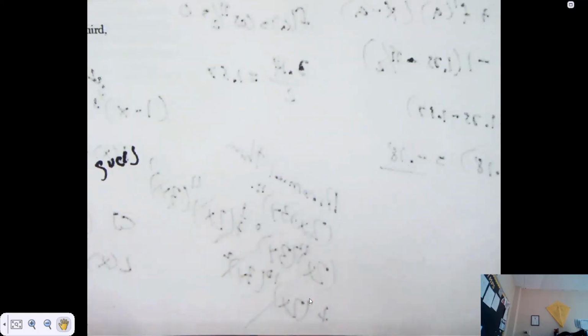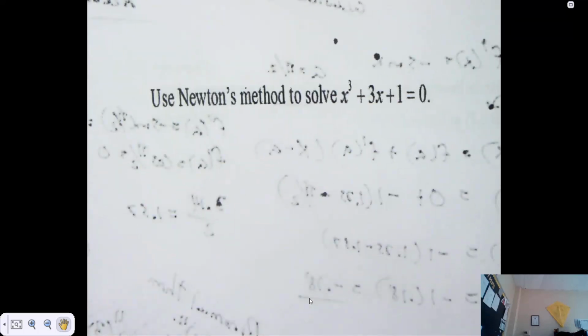Where do you think that equation crosses the x-axis? Because Newton's method will find it. You just make a guess. Doesn't even have to be a good one. You're a jerk.